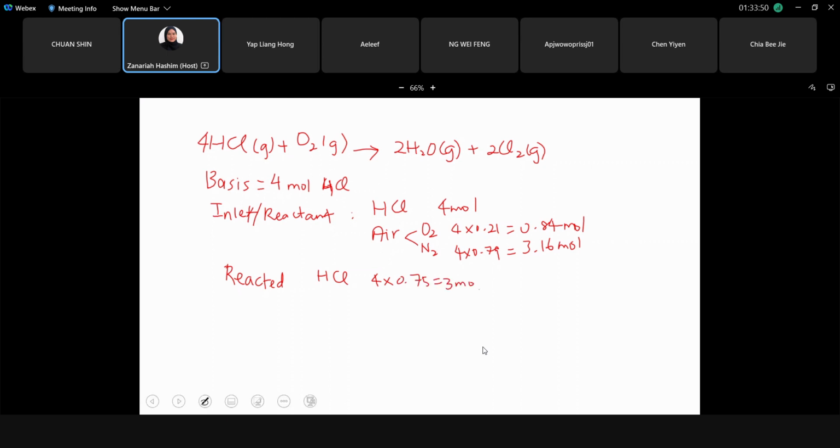Okay. And then for oxygen, based on the stoichiometry, if you look at this balanced equation, if you have 4 HCl, then this will be 1 mole. 4 moles, this is 1 mole. If it is 3 mole, which is 75%, this will also become 0.75, because 1 times 0.75. So oxygen that reacted is 0.75.